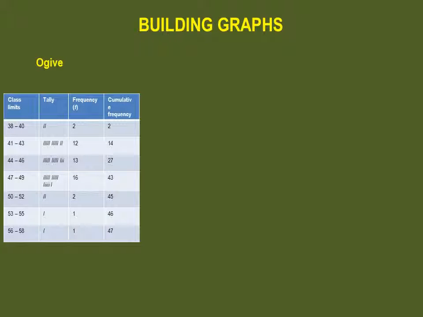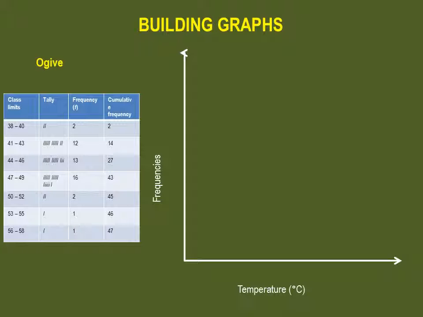Now that we have our cumulative frequencies, we can build our ogive graph. Like the other graphs, we start by building our axes, labeling them, and then adding the scales. Once we have that, we can plot each cumulative frequency to the midpoints of the class limits, like this. Then, you connect each of the points with a curve.